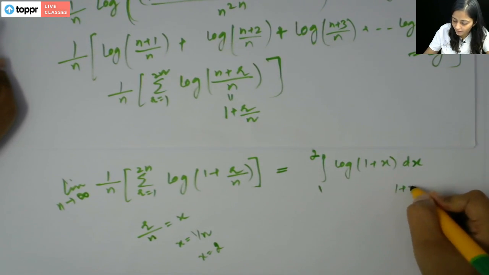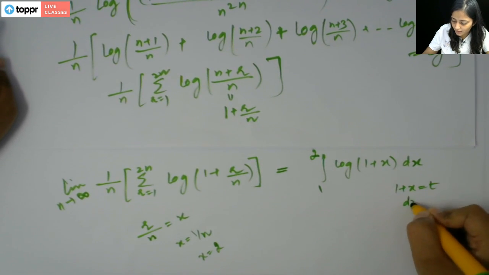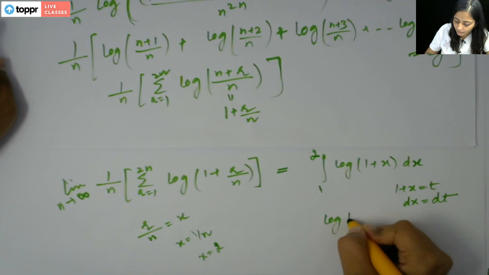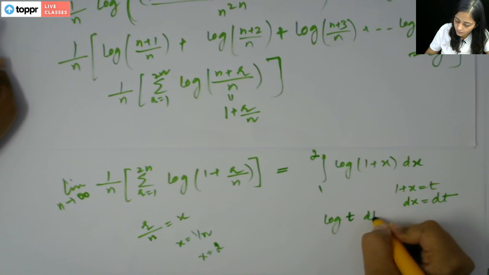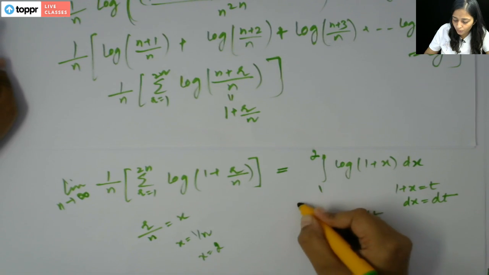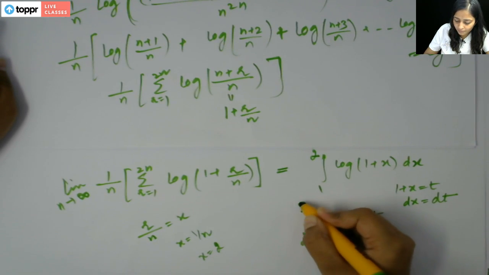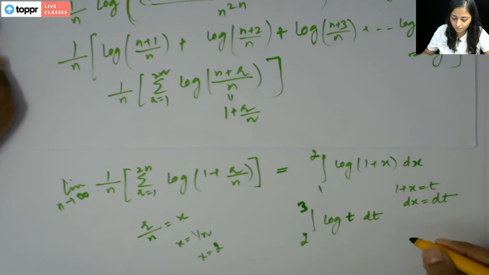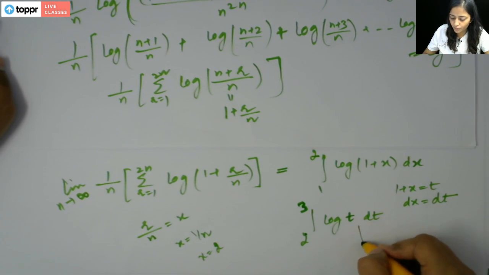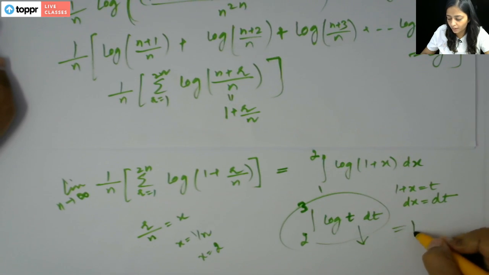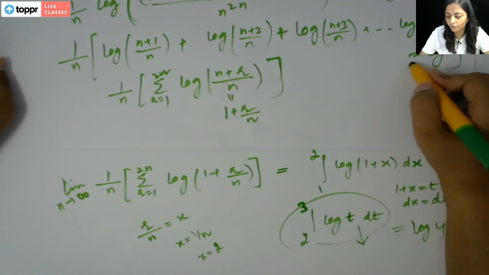So if we take 1 plus x equal to t, so dx equals dt, so it's integral of log t dt from 2 to 3. Now you can solve this integration, and the value will be equal to log of y, what we have got here.